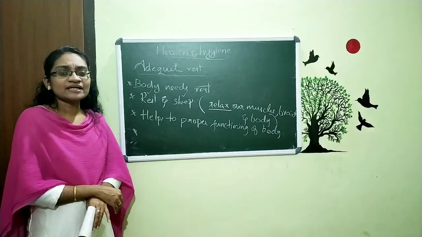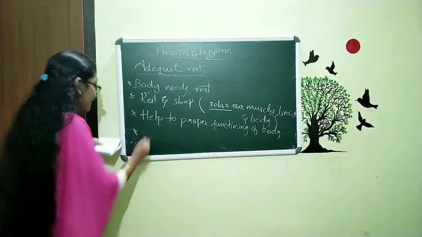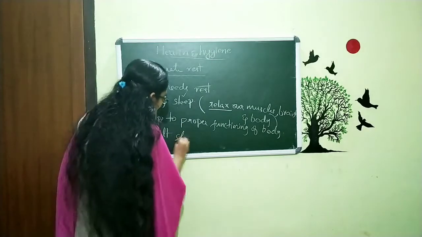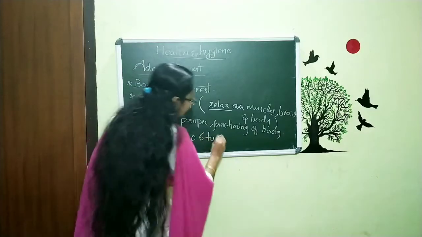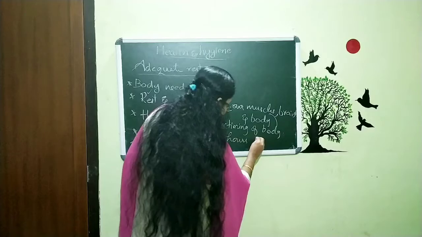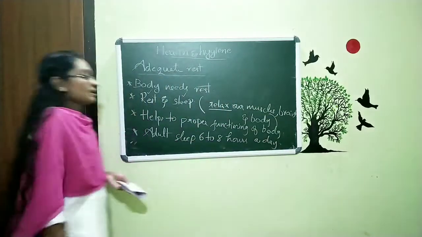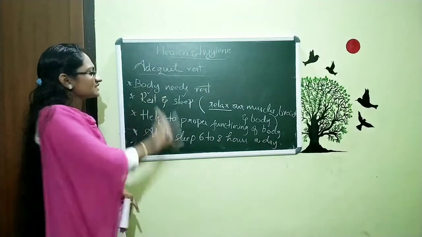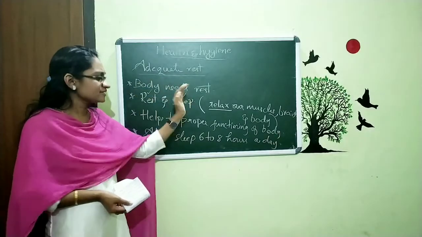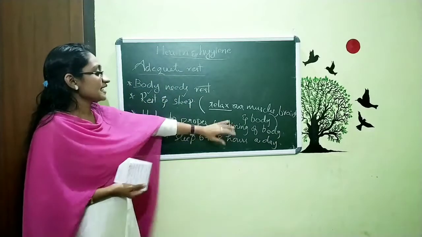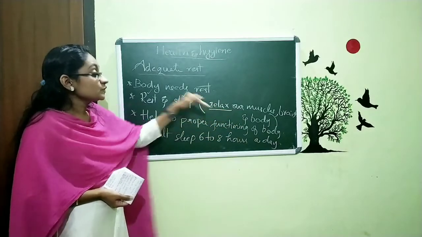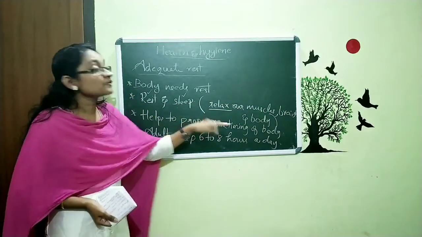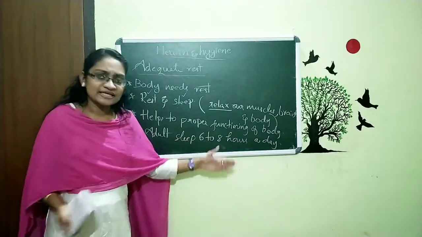How many hours does an adult have to sleep? A healthy adult wants to sleep 6 to 8 hours a day. So this is all about rest. Very simple things. We want to take rest, otherwise we will get diseases and we will get tired. So we want to take rest and sleep to relax our muscles, brain and body, and that helps the proper functioning of our body. We want to sleep 6 to 8 hours a day.